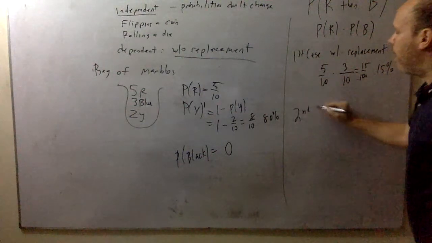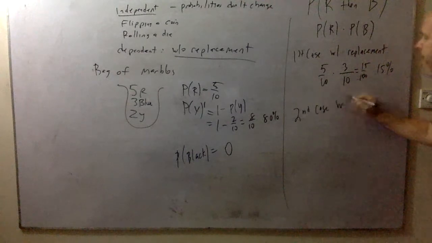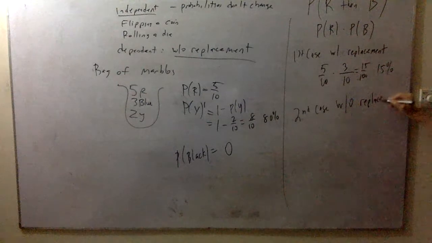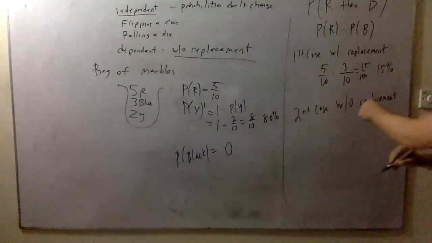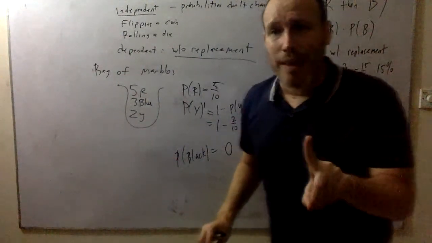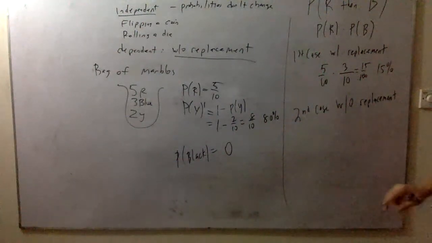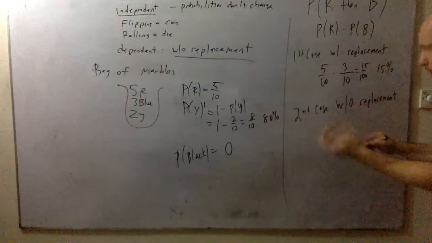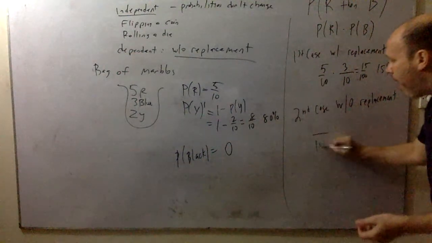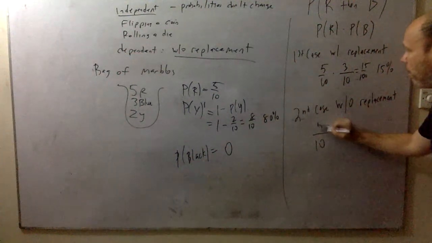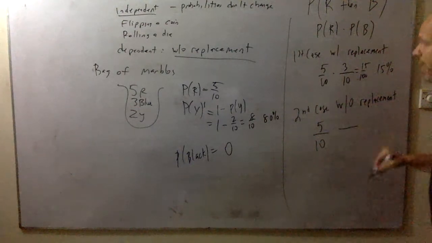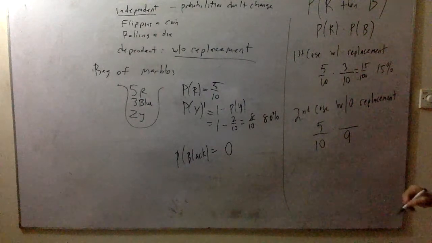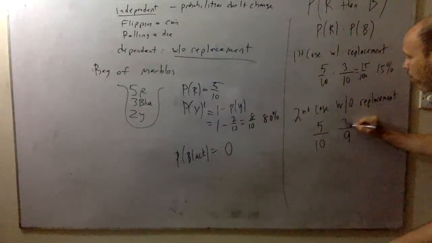The second case is without replacement. Without replacement, I'm not putting that marble back in the bag. Same scenario. I pick a red, then I pick a blue. The first marble, I have 10 marbles in the bag. There's 5 of them are red. But after the second action, there's only 9 marbles left. 3 of them are blue.